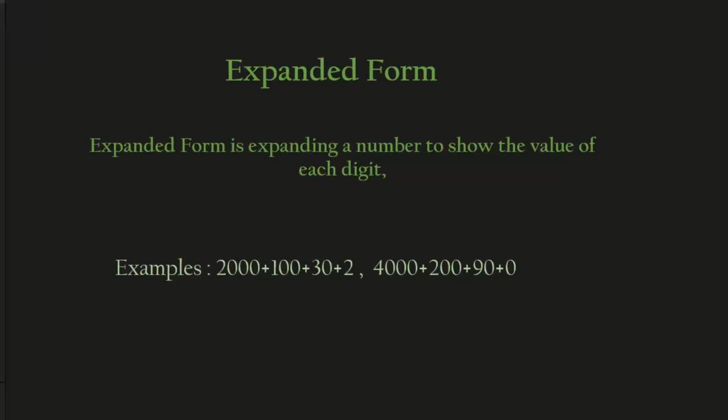Expanded form. Expanded form is expanding a number to show the value of each digit. Examples: 2,000 plus 100 plus 30 plus 2, and 4,000 plus 200 plus 90 plus 0.